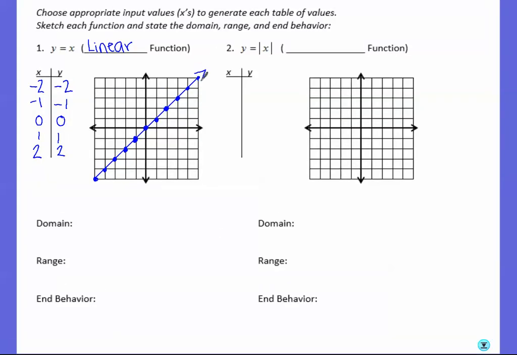Because the function goes on forever, we're going to have an arrow pointing up and an arrow pointing down on the other side. So for our domain, because we have an arrow pointing left and an arrow pointing right, our domain is -infinity to infinity. I'm going to write these domains and ranges in interval notation just because it's easier. If you like set notation better, you can do that as well. For our range, since we have an arrow pointing down and an arrow pointing up, the range is also -infinity to infinity.